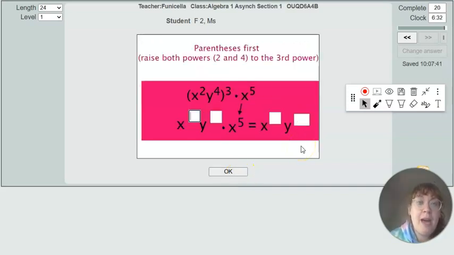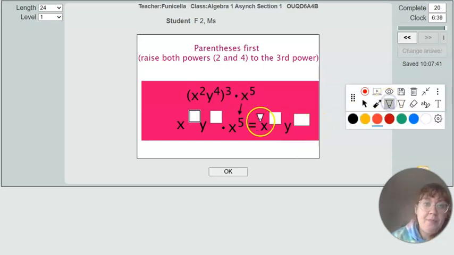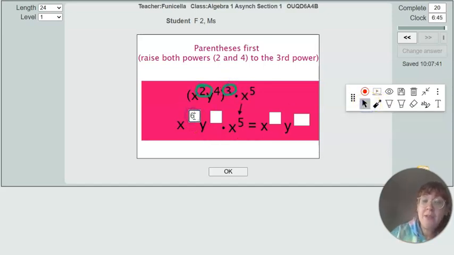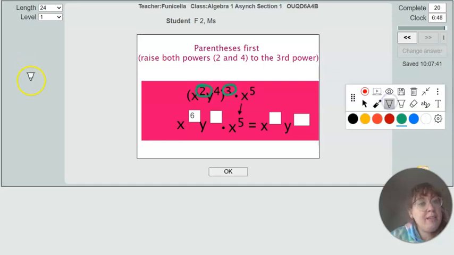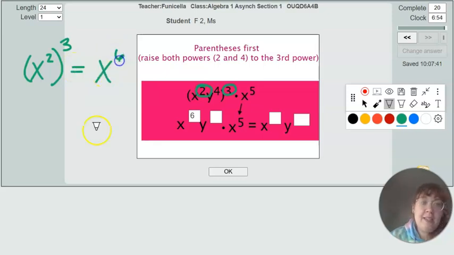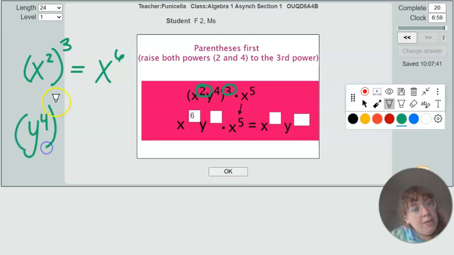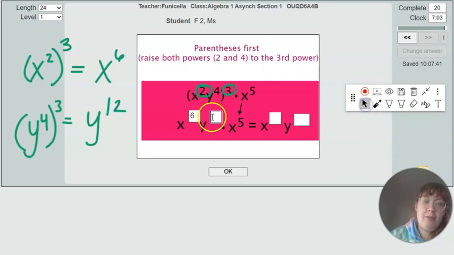Parentheses first. Raise both powers 2 and 4 to the 3rd power, and then we'll multiply by that x to the 5th. So we have an x squared raised to the 3rd power. 2 times 3, power to a power, gets us a 6. So essentially, just to show you, we had this x squared cubed, which gets us x to the 6th. And then we have a y to the 4th cubed. 4 times 3 is 12. So we have a y to the 12th.